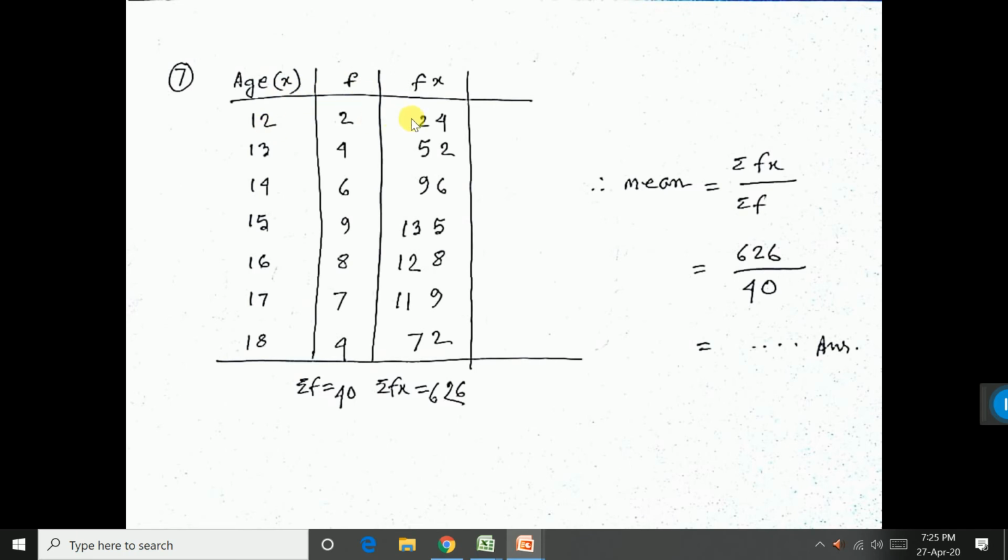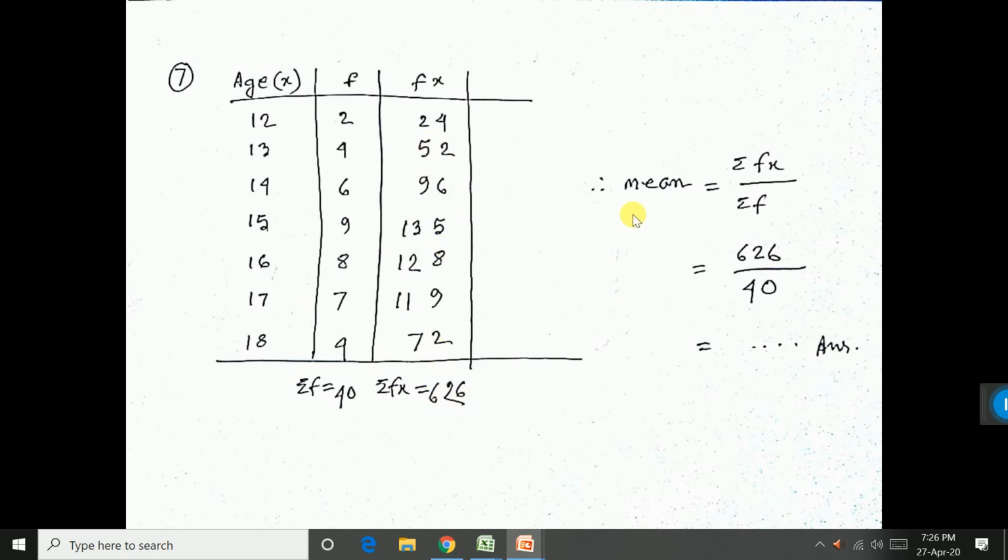12 into 2 here, 13 into 4 here, 14 into 6 here, 15 into 9 here, 16 into 8 here, 17 into 7 here, 18 into 4 here. After adding all these, we will get sigma fx or summation fx. After adding all this, we are getting 626.